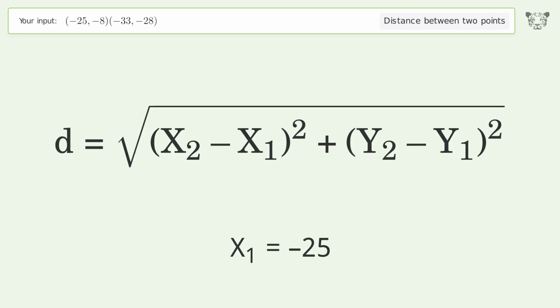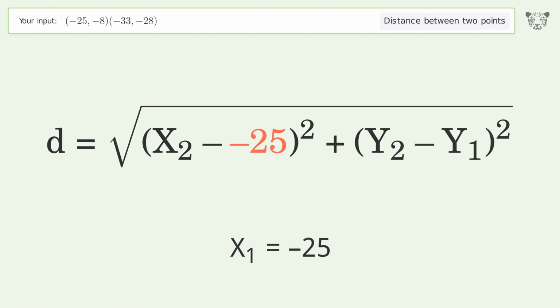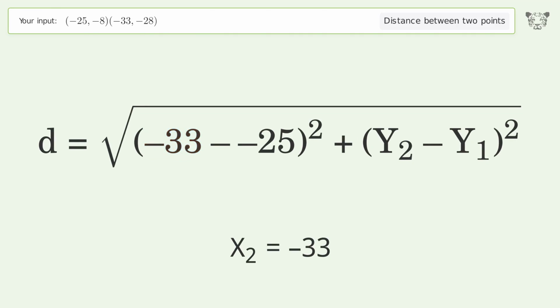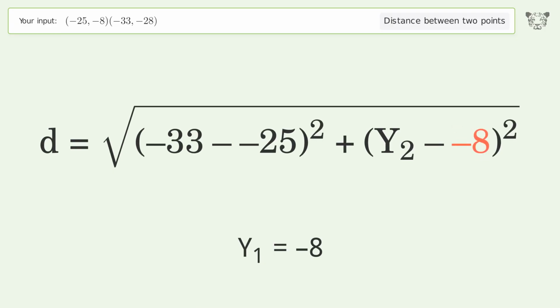x1 equals -25. x2 equals -33. y1 equals -8. y2 equals -28.